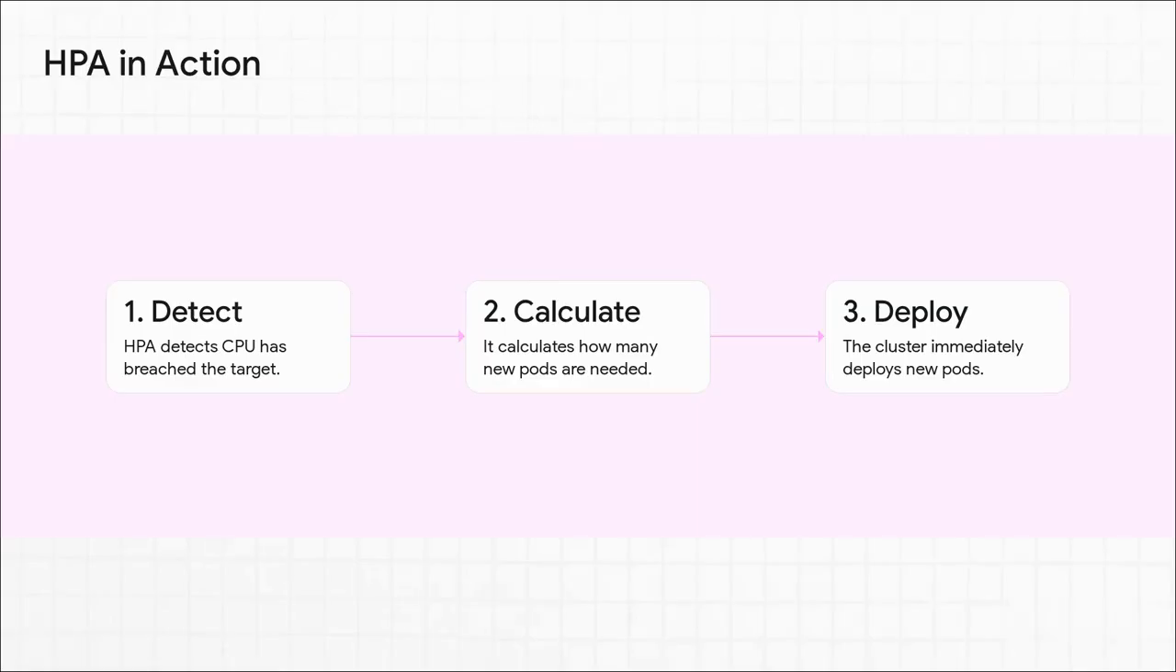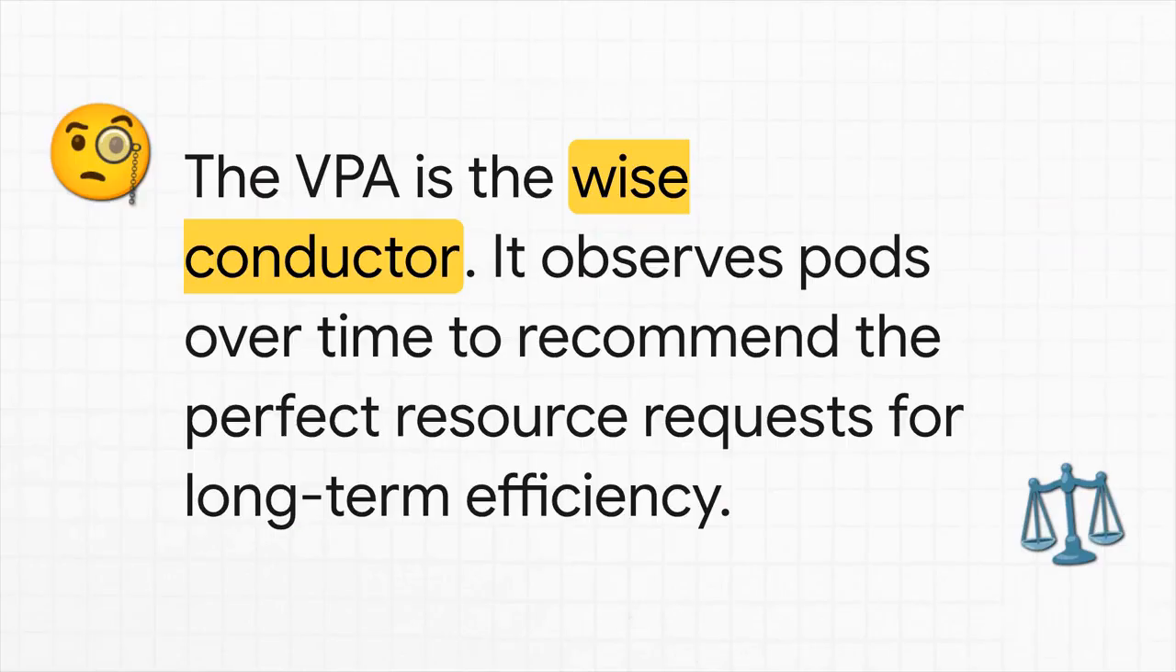The moment that CPU target gets breached, HPA does the math. It calculates exactly how many new pods it needs to absorb that load. Then, boom, it deploys them. No hesitation. It's a clean, fast, automated reaction designed to handle that burst right now. But that rapid response is only half the story.